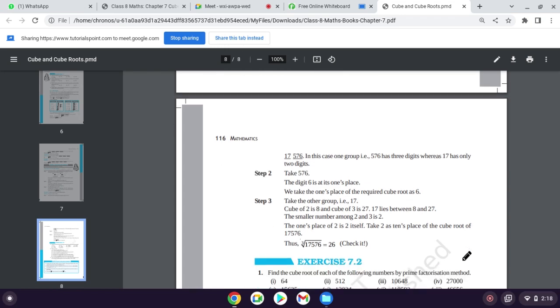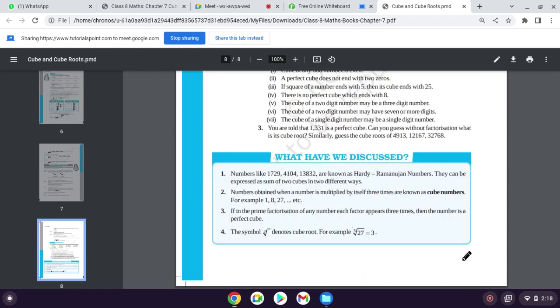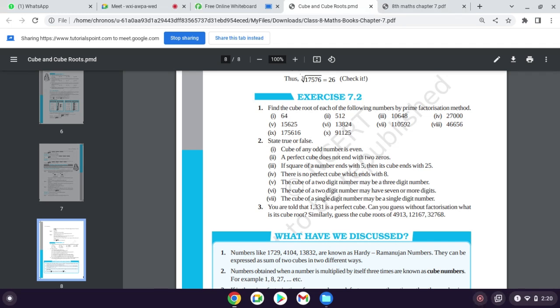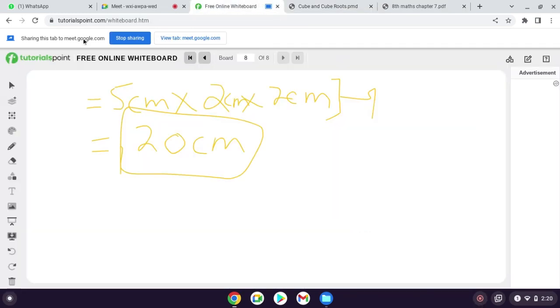Any question? No, ma'am. So yes, let's finish exercise 7.2, the last exercise of this chapter, and of our syllabus as well. Okay?